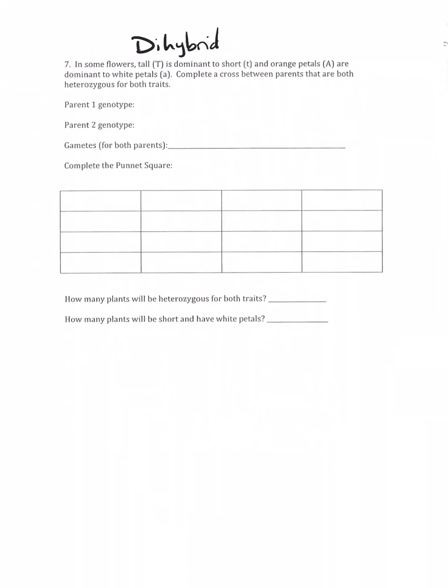In our last problem, we're going to use 2 different traits, and we're going to look at a dihybrid Punnett square. Both traits have a Mendelian inheritance pattern. So first let's look at our traits. It says that in some flowers, tall is dominant to short, and orange petals are dominant to white petals. So those are the 2 traits we're going to look at.